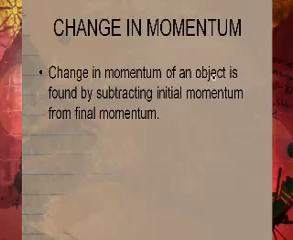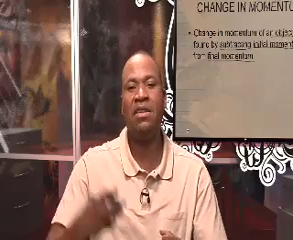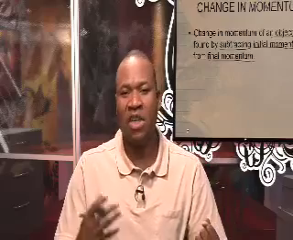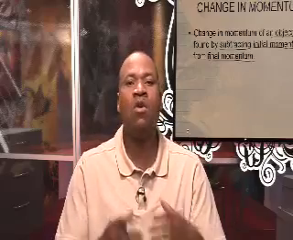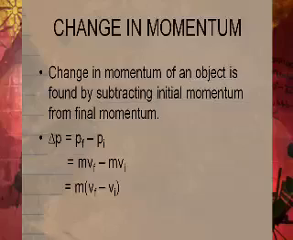Now, change in momentum of an object is found by subtracting initial momentum from the final momentum. Obviously, that should give us change. If we're talking about change in something, we should find the final value and the initial value, and subtract the initial value from the final value. Whatever we get there is the change in that particular quantity. Now, let's have a look at it. If we're talking change in momentum, if p is momentum, change in momentum will therefore be delta p, because the symbol delta symbolizes change. So delta p will be equal to p final minus p initial.